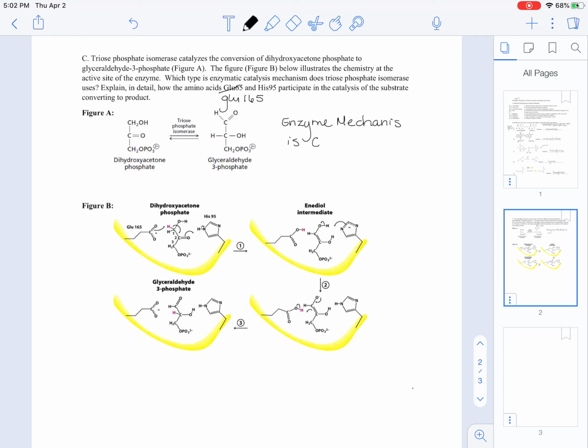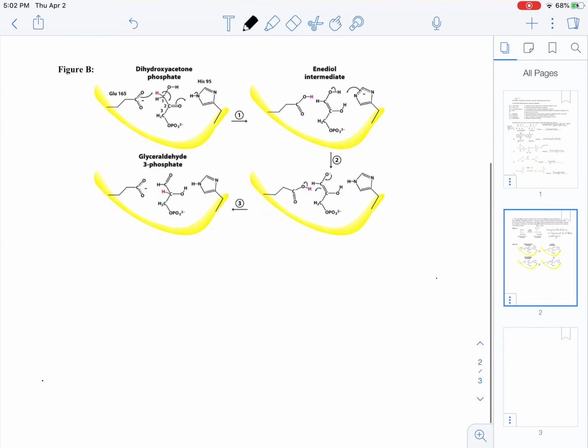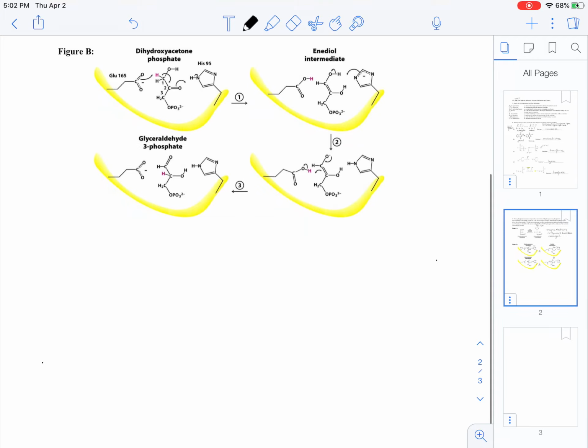is general acid-base catalysis. Then we have to explain it in detail. So I'm just going to move the page down and zoom in closer to figure B so you can see how we can explain specifically what glutamic acid 165 and histidine 95 are involved in this isomerization. We're going to divide it into the three steps, starting with step 1.